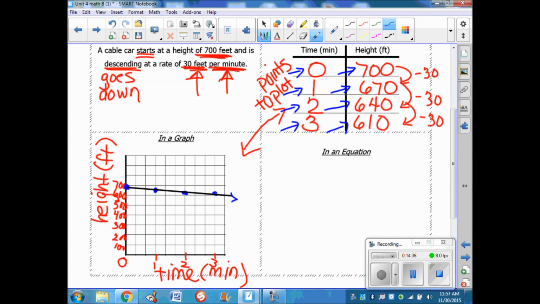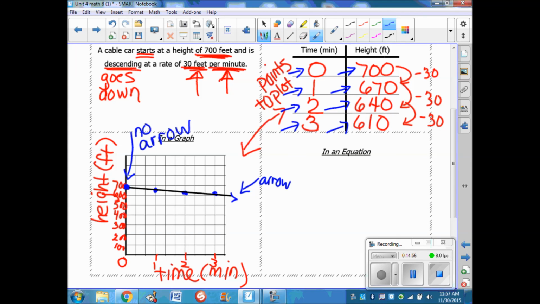We don't put an arrow on this end because that's where it's starting. That's our starting point. Okay, but we do put an arrow here, because that cable car is going to continue to go down.